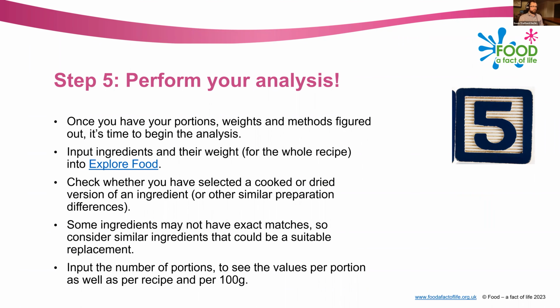Check where you've selected cooked or dried versions of ingredients, and do bear in mind that Mercantz is very comprehensive, but it may not have exact matches for the ingredient you want. So you may want to consider similar ingredients either on the calculator or to put in the recipe that could be a suitable replacement. For example, there may be a certain type of canned bean that isn't on Explore Food, and you may want to use a different kind of canned bean as an equivalent to perform your analysis. And then finally, you want to input the number of portions into the calculator, which will show you values per portion, as well as for the whole recipe and also for 100 grams.